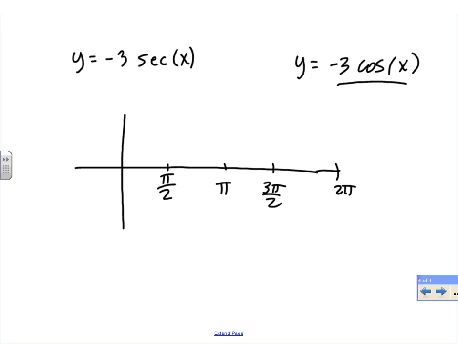So let's think about how we would do -3 cosine x. My amplitude is 3. It's going to go up to 3 and then down to -3. Normally we say cosine starts up at 1 and goes down. In this case, it's negative though. So instead of starting at the high point and going down, it's going to start at the low point, at -3, and go up. So -3, then up to 0 at pi over 2, then up to 3 at pi, back down to 0 at 3 pi over 2, and then back down to -3. I'm going to dot this in.